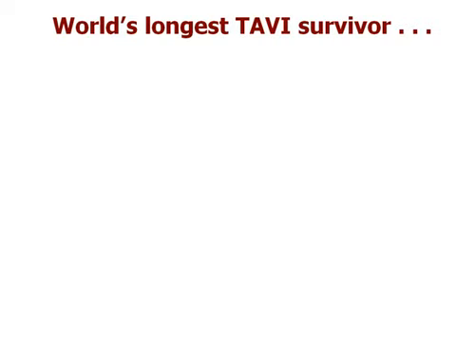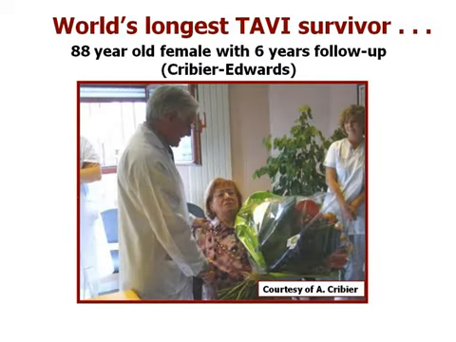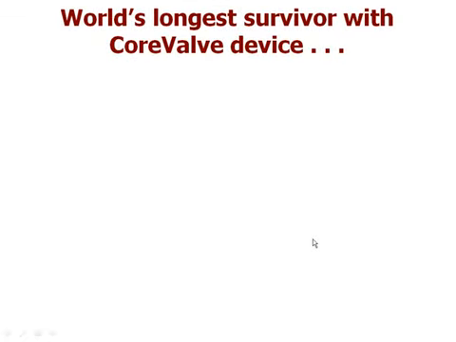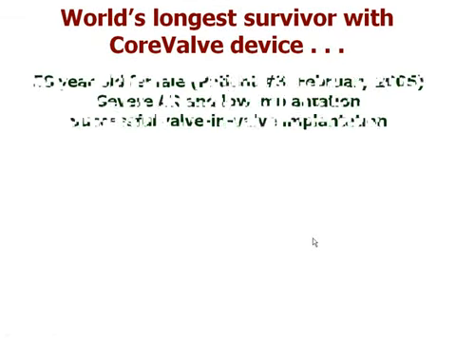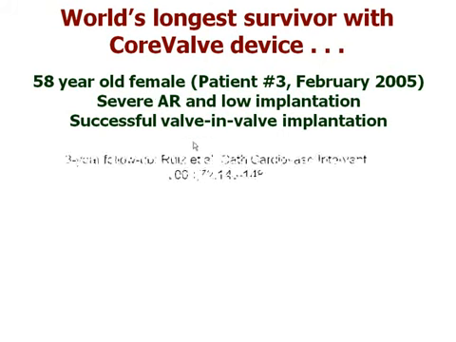So who is the world's longest TAVI survivor? It's an 88-year-old female who was implanted 6 years ago with a Cribier-Edwards valve, and this figure was provided courtesy of Professor Cribier. At that time, the aortic valve area was 1.68 centimeters squared with a mean gradient of 12. And the world's longest survivor with a CoreValve device is a 50-year-old female, patient number 3, implanted in February 2005. This patient had a valve-in-valve.